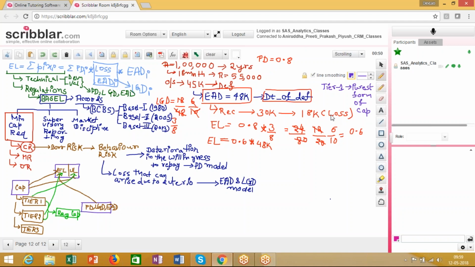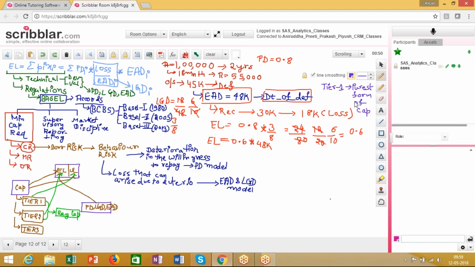This capital comprises the equity capital, the capital which the bank has drawn through its shareholders and by the issue of shares. That is why it's called the purest form of capital, and it is the actual capital that the bank has with them in the bank. So this is known as the tier 1 capital.